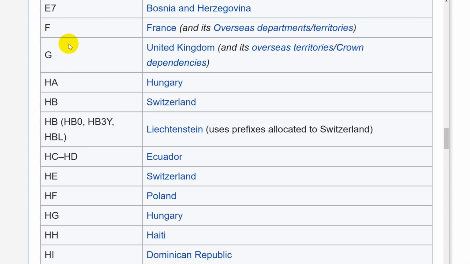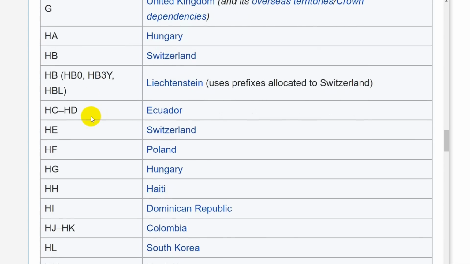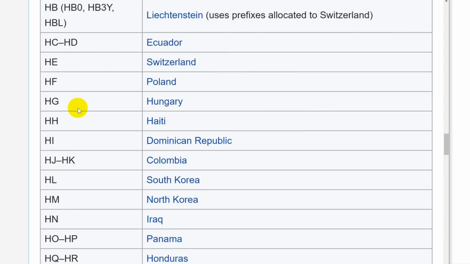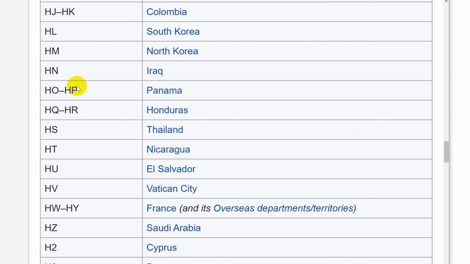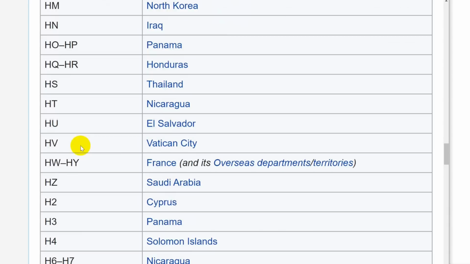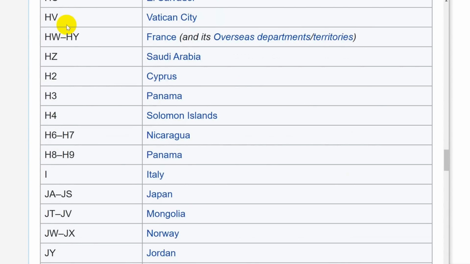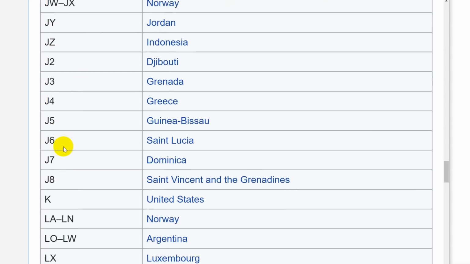Of course, F for France, G for the United Kingdom. At the time, it was known as Great Britain, hence the G. But a lot of the people in the United Kingdom use other call signs too. Hungary, Switzerland, Liechtenstein, okay, and so on. North and South Korea have separate ones. Even the Vatican has its own. And they do have amateur radio stations in the Vatican.